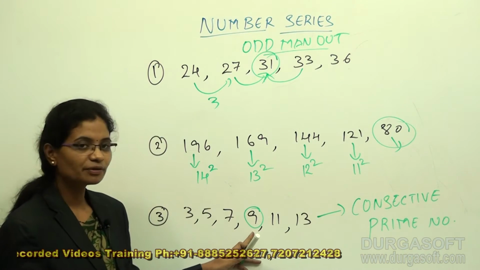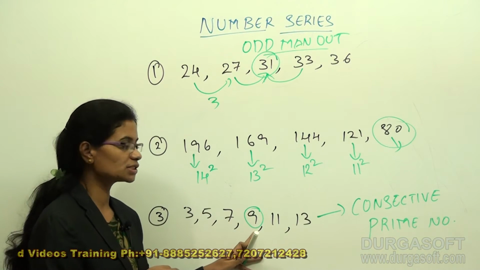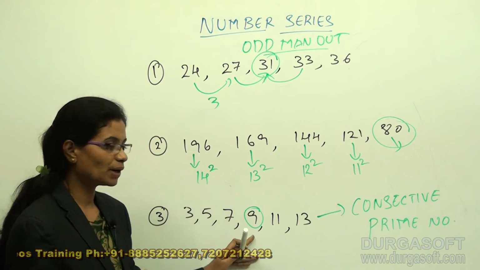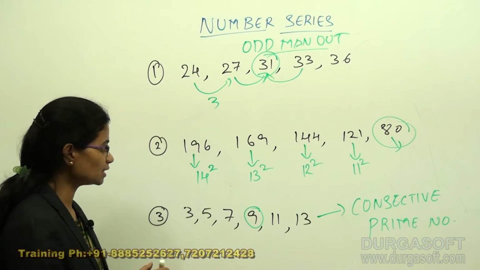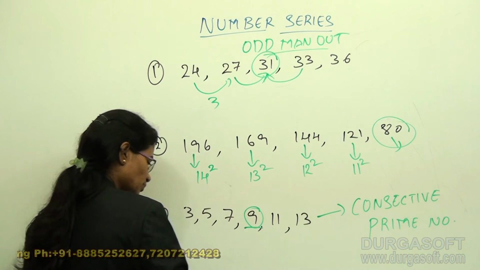So this is the number which is different from the series, that is, this is the consecutive prime number which is having more than 2 factors, that is 1, 9 and 3. That's the reason this is our odd man out in this series. Let's move to the next problems.